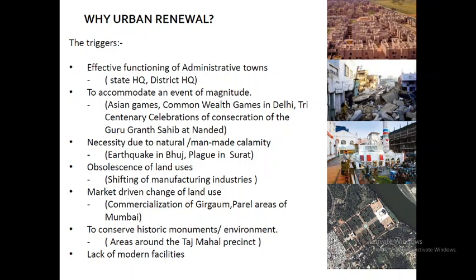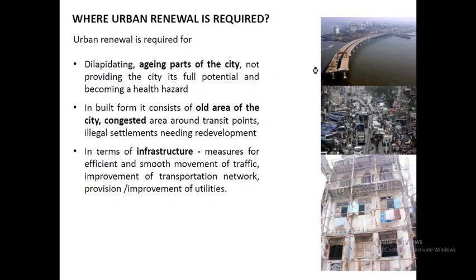So, in summary, when we have administrative towns or capitals such as Amravati, and to accommodate a large event, and to renovate the town because of disaster, and if there is a change in the outlook of the city because of the change in the land uses, and if a monument has to be preserved, and if there is a lack of modern facilities, etc., urban renewal is required.